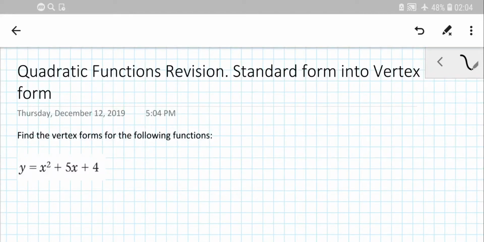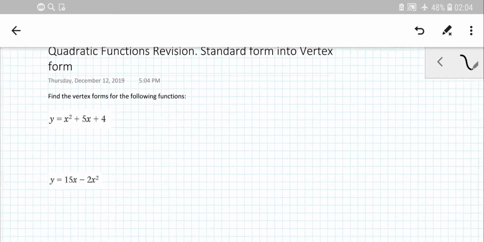Daniel Dallas here. Okay, we're going to go through revision for quadratic functions, and to be precise, we are going to try to convert standard form into the vertex form. Okay, here are a set of questions.